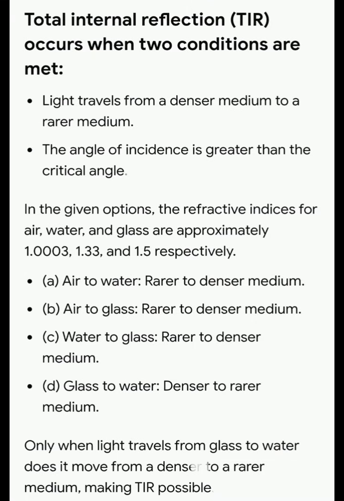and option B says air to glass, that is also rarer to denser medium. Then option C says water to glass, it is also rarer to denser medium. Then option D says glass to water, that is denser to rarer medium. So option D is the only option that satisfies the condition for total internal reflection. So the answer is option D.